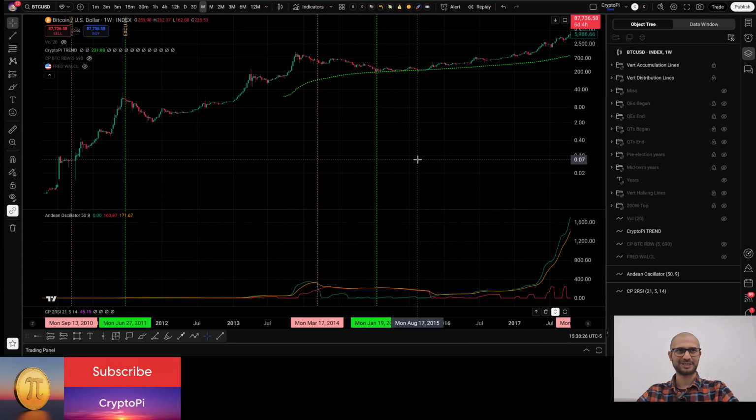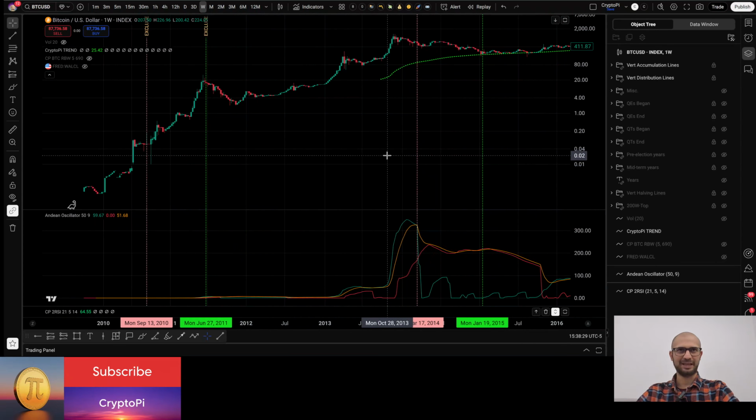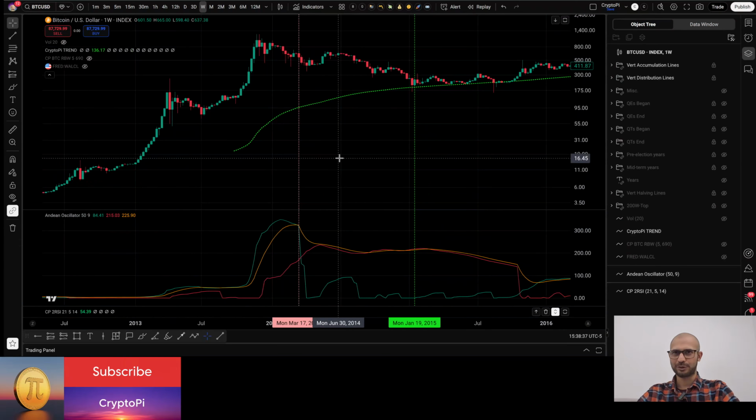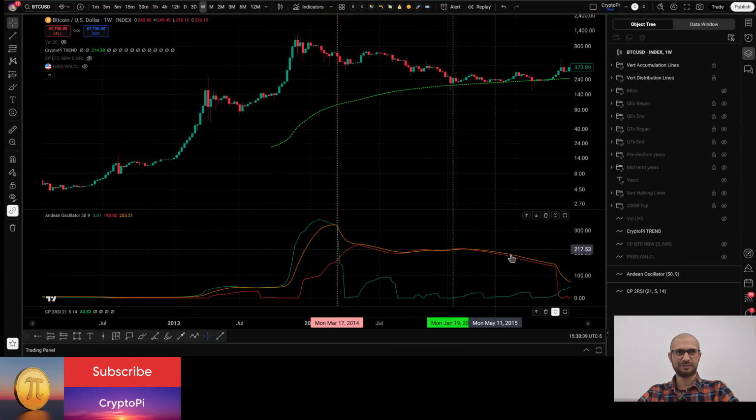Coming back to Andean Oscillator, I don't know what the right pronunciation is, but I guess everyone has their own way of pronouncing it. Some people say Andean, someone says Andean, but this is the oscillator. All right. So what do I want to show here? First, what do we see in this oscillator?